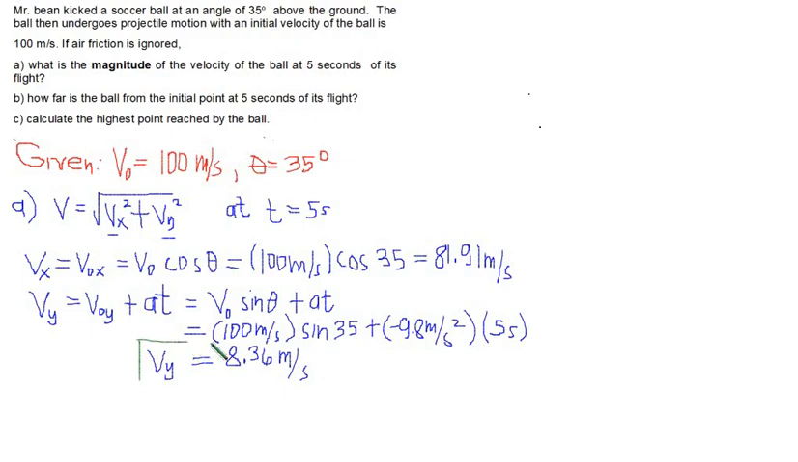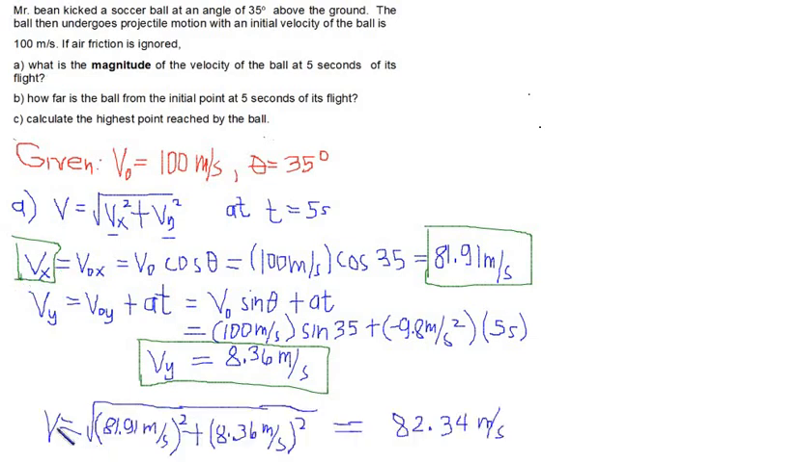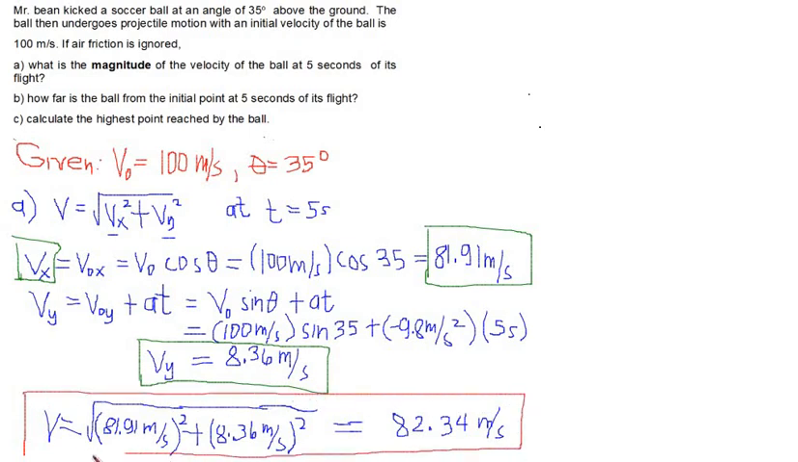So with this value of Vy and this value of Vx, okay? The final velocity is now equivalent to 82.34 meters per second. So this is the magnitude of our velocity at 5 seconds of the flight.